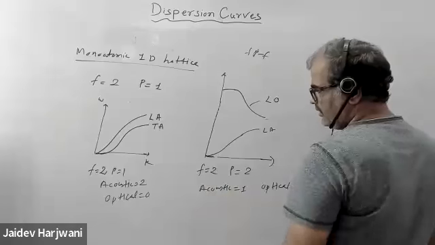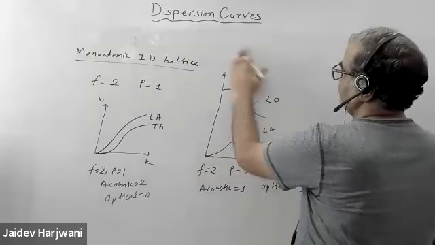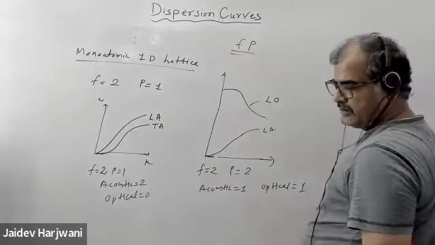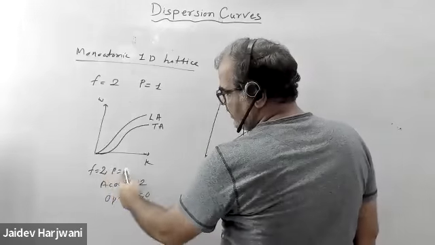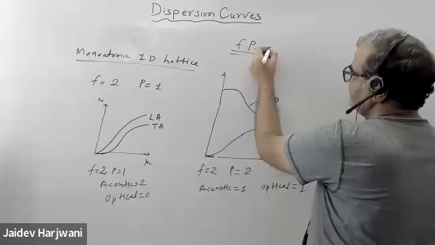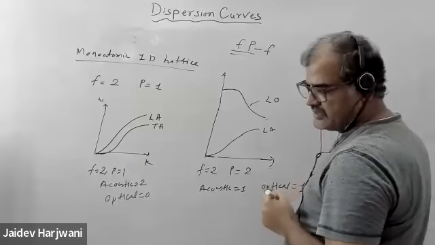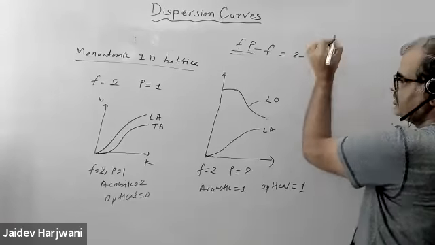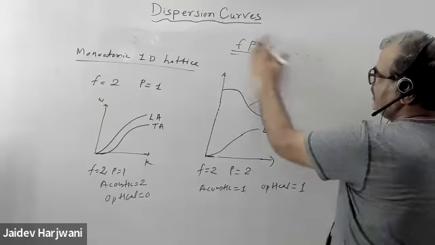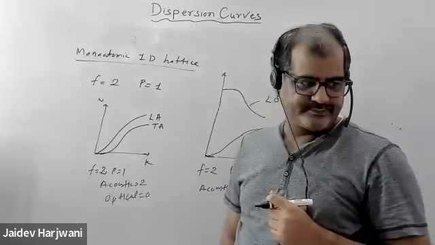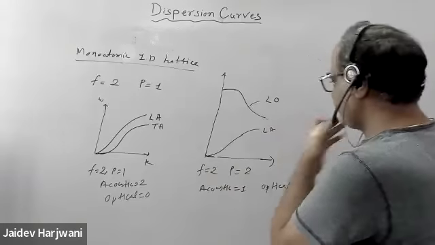Sir, please explain this once again. You have total branches fp, correct? Yes sir. Total branches will be 2, and fp minus f gives the optical branches. So 2 minus 2 is 0, optical 0. That means all the branches are acoustic.